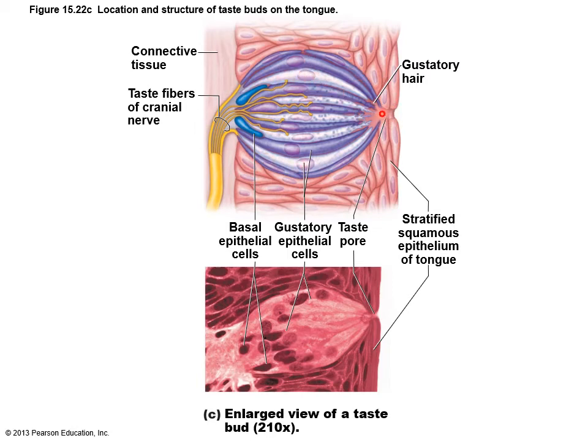So here is your taste bud. There are the gustatory hairs. This is the epithelium of the tongue. And then this is the connective tissue underlying it. And here are your taste fibers of the cranial nerve, because cranial nerves 7, 9, and 10, remember, are associated with some aspect of the sense of taste. There's your gustatory epithelial cells. There's the taste pore. And there's your basal epithelial cells that give rise to the new functioning taste cells or gustatory cells. And there's an enlarged view of a taste bud magnified 210 times.